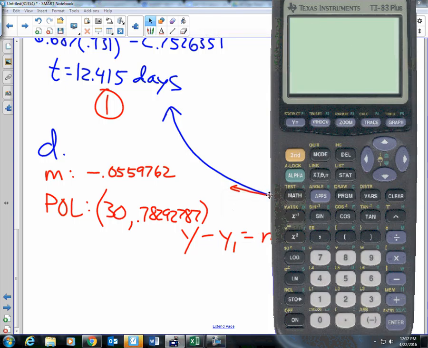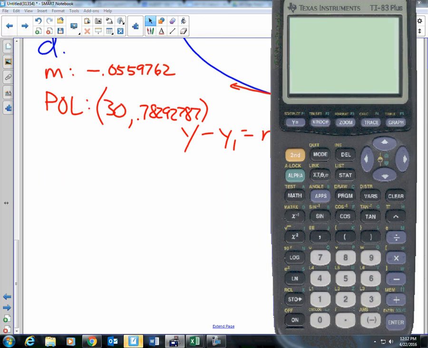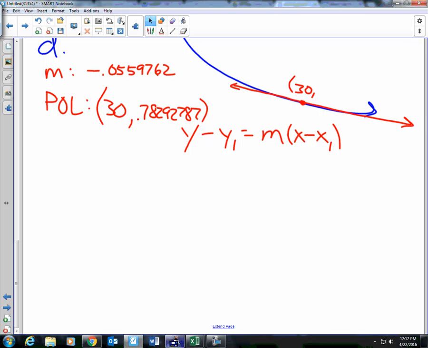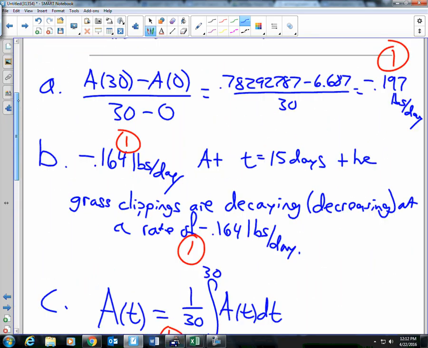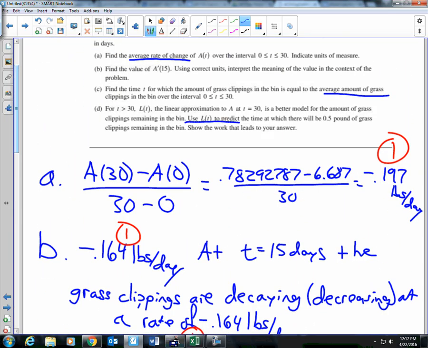Okay, folks, we left off with this equation for a line, and let's solve it now. So we got our slope, we got our point on our line, and the question is, as we look back, the question says, use L of t right here to predict the time at which there will be 0.5 pounds of grass clippings remaining. Is 0.5 the x value or the y value?